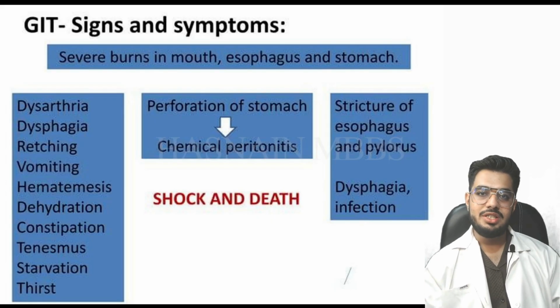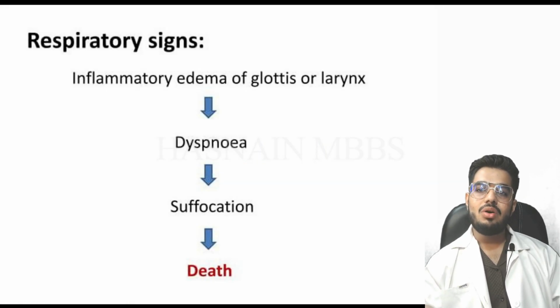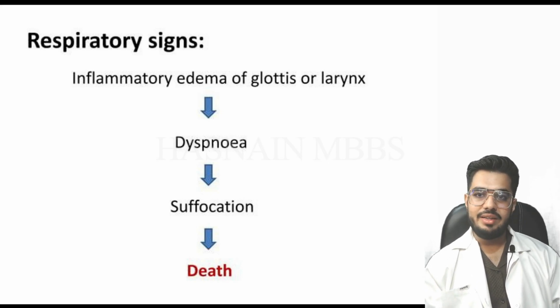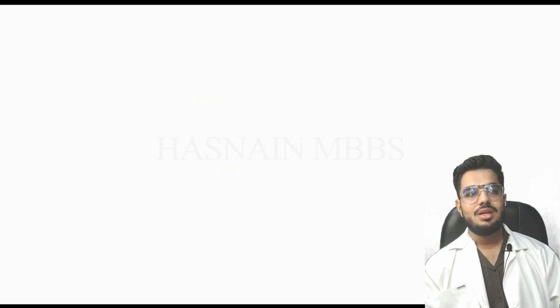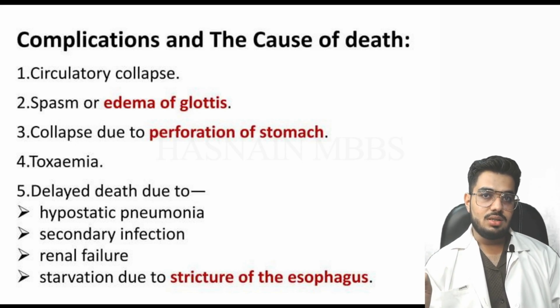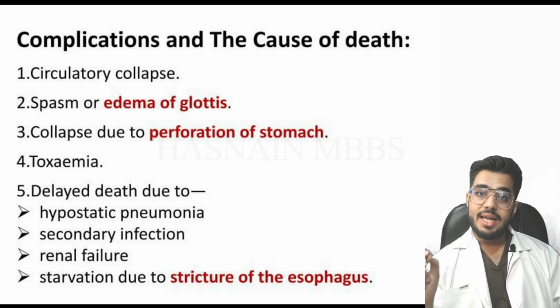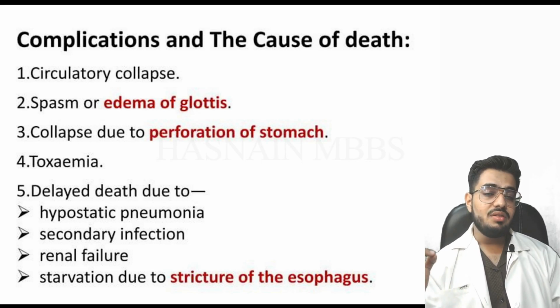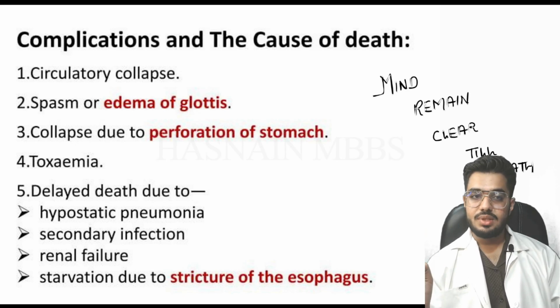There will be GI symptoms, and also respiratory symptoms, because when the acid is ingested it causes inflammatory edema of the glottis and pharynx, which causes suffocation and death. Complications will be circulatory collapse, ascites, collapse due to perforation of the stomach, and toxemia. One more thing: this poisoning does not affect the CNS. The mind will be clear till death. The person will know what he is going through and what signs and symptoms he is having; he will be suffering through it all.